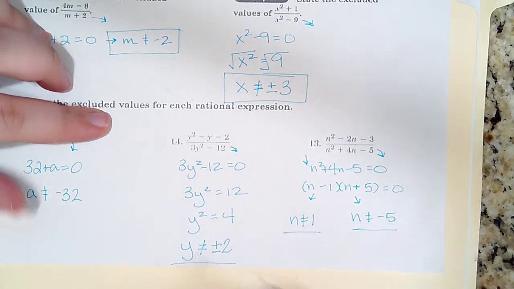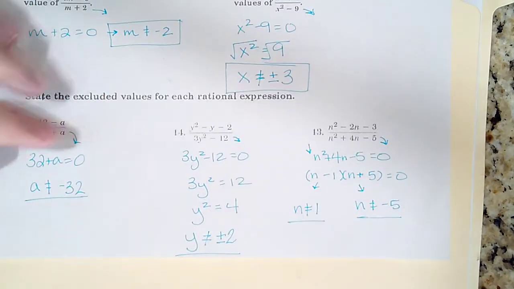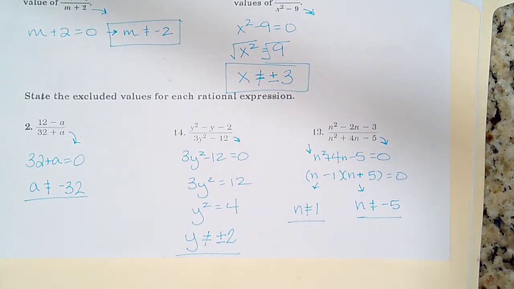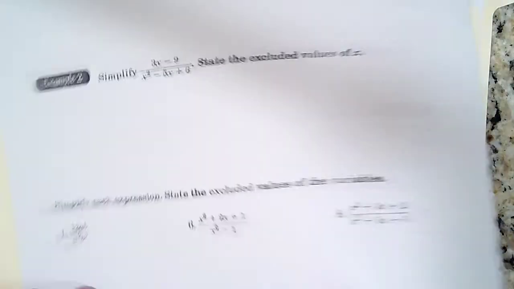For those of you that like to circle your answers as I do, there they are. Not too hard finding excluded values, right? All we're doing is solving the same way we have been and then putting a not equal to sign. All right, let's jump to the back page.